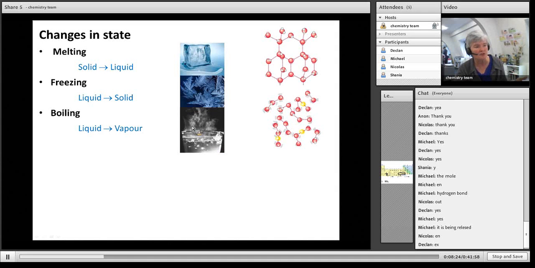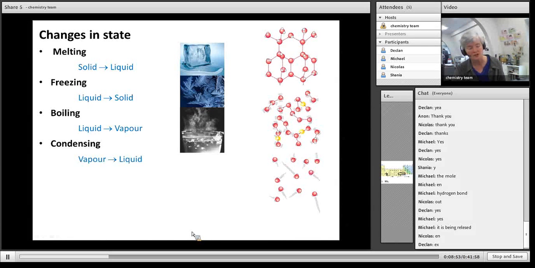Because now, if I add the gas phase, can you see we don't have any hydrogen bonds here because the particles are too far apart and they're moving very fast. And that means we've had to break all of these intermolecular forces of attraction to go from the liquid to the gas. So we've had to break more bonds. So we've had to put in energy to do that. So that's endothermic.